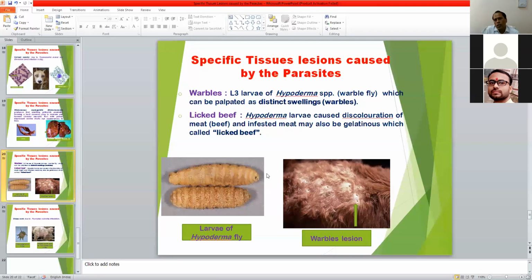Then the ectoparasite Hypoderma fly causes warble-like lesions, so it is known as the warble fly. Hypoderma causes lesions in the skin. Its larval stage causes the lesion. The warble-like lesion is an outer opening in the skin. This is the larva of the Hypoderma fly. This lesion opening in the skin is known as warble lesions, caused by the L3 larva of Hypoderma species.